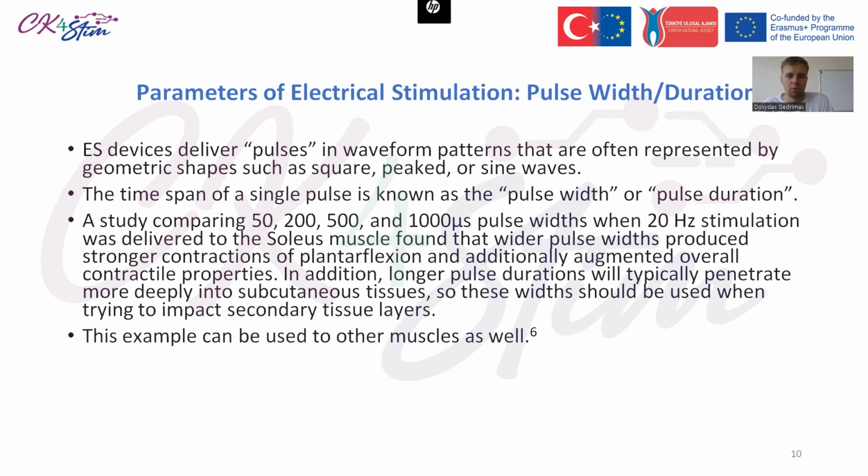So if we have 20 Hertz stimulation, so we have 20 impulses per second, we can change the duration of these impulses. It can be short, for example, 50 microseconds. It can be longer, as long as 1000 microseconds per one impulse.